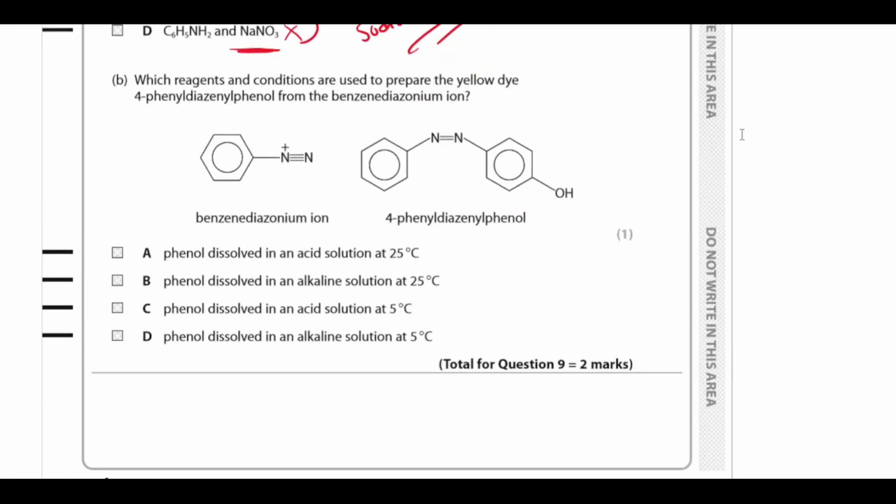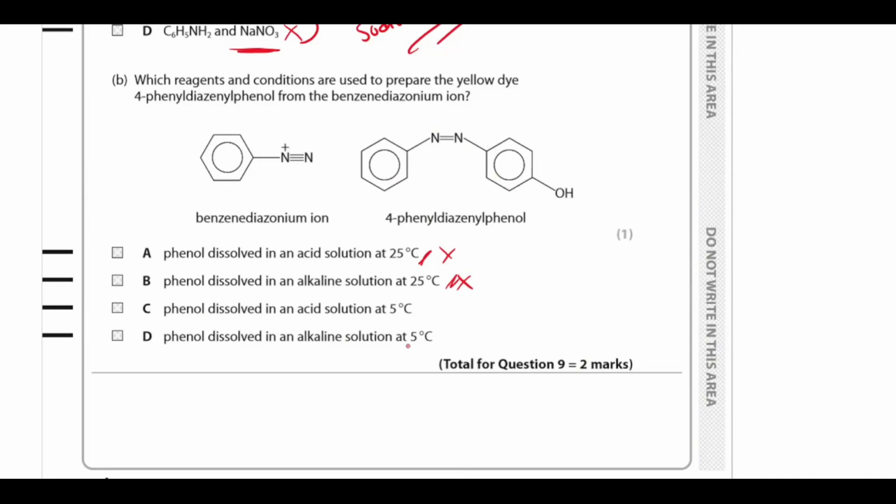Moving on to the next part, it says that which reagents and conditions are used to prepare the yellow dye 4-phenylazophenol from the benzene diazonium ion. Now, of course, if the conditions are already understood and already known, it should be 5 degrees Celsius. So, of course, A and B will be out of it, because if the temperature is 25 degrees Celsius, the temperature is too high, the room temperature, and of course it won't react. I mean, the reaction will produce something else, not our desired product.